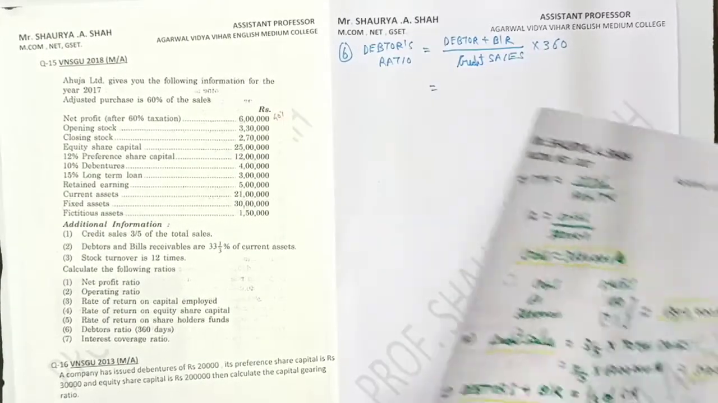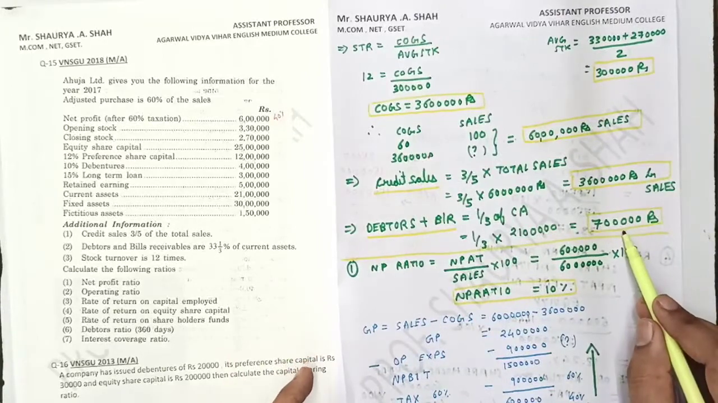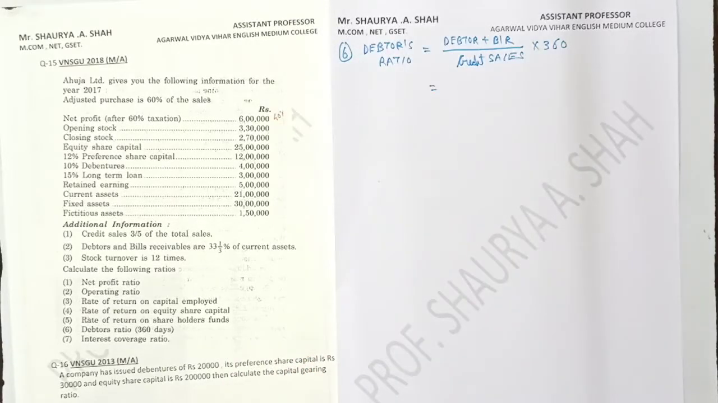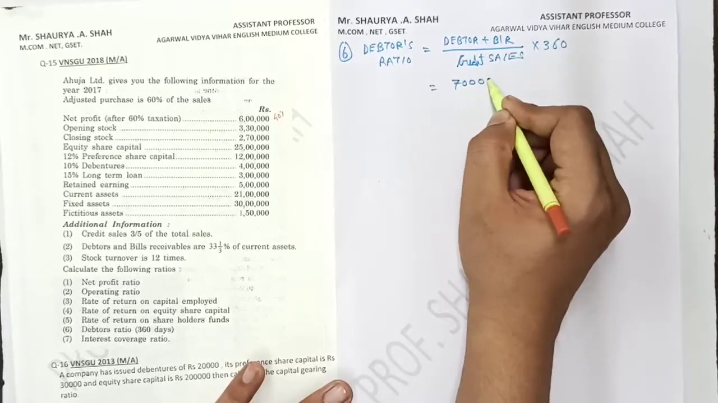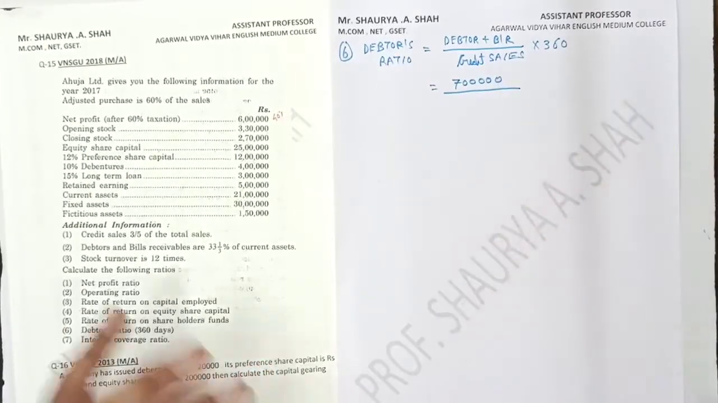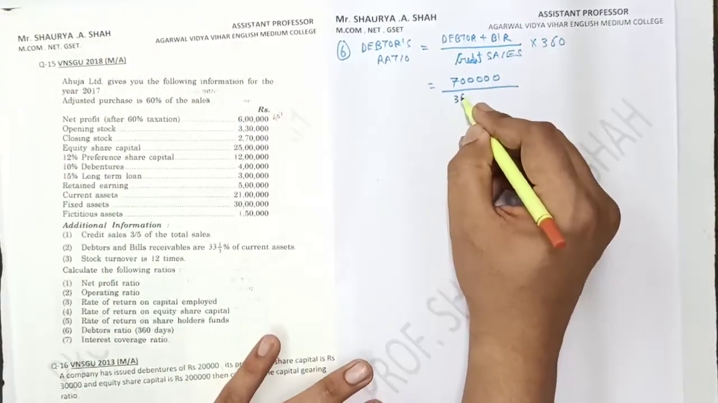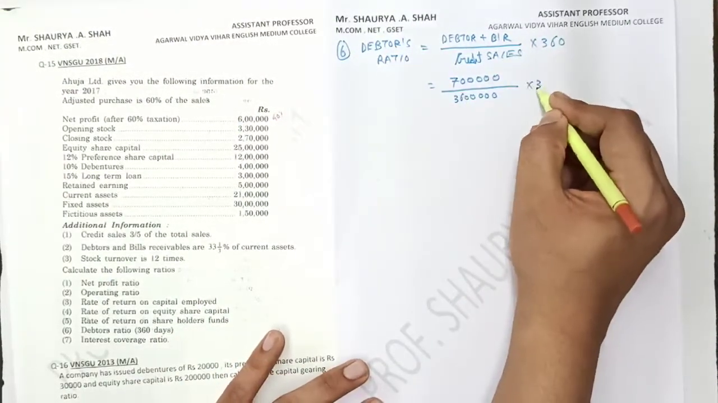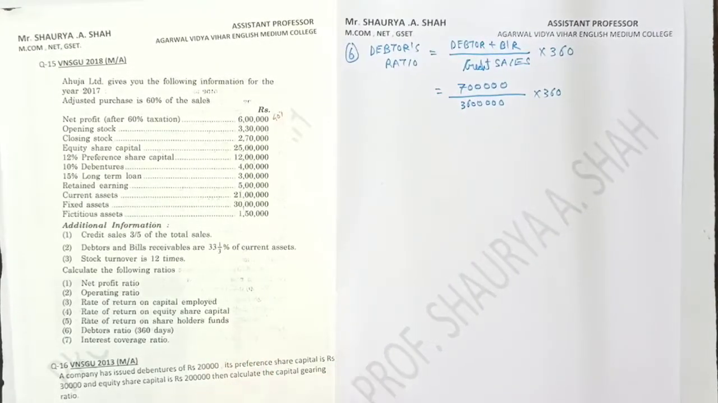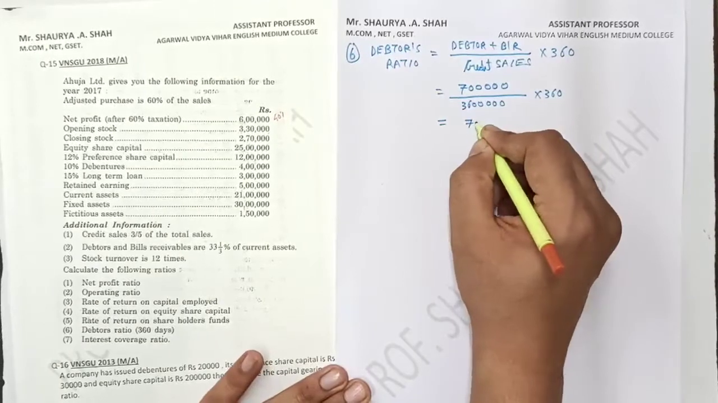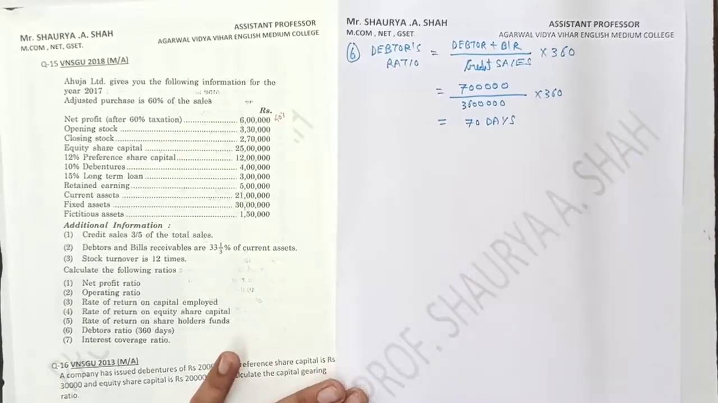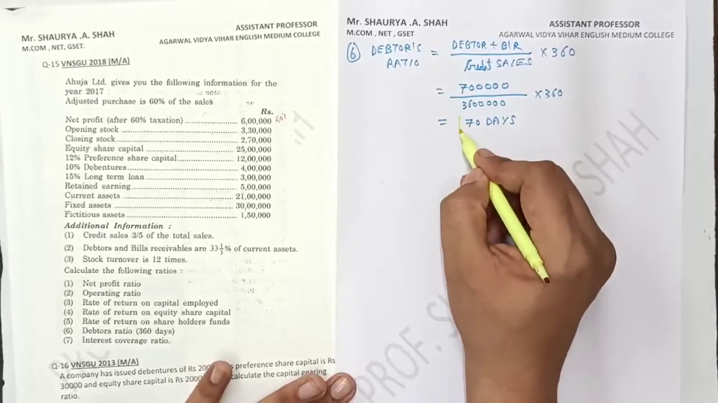Debtors plus bills receivable, in the very beginning we had found out that amount, that is 7 lakh. So I'll put the same amount, 7 lakh. Credit sales also we had found out, right? The amount of your credit sales was 36 lakh rupees. So 7 lakh divided by 36 lakh into 360 will give me the answer of 70 days. I hope it is clear. Each and every student, 70 days is my answer.